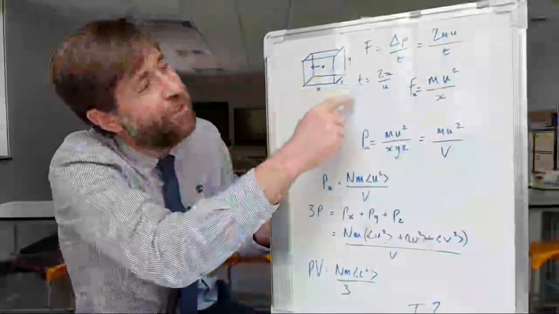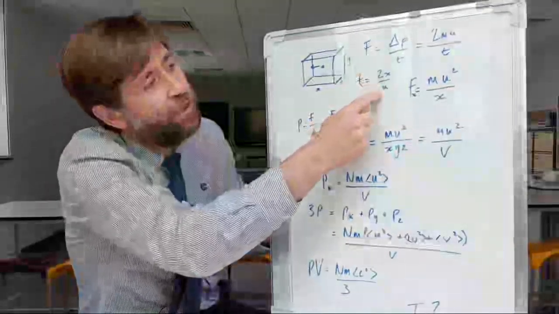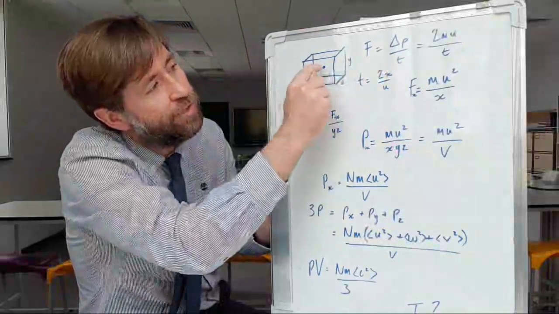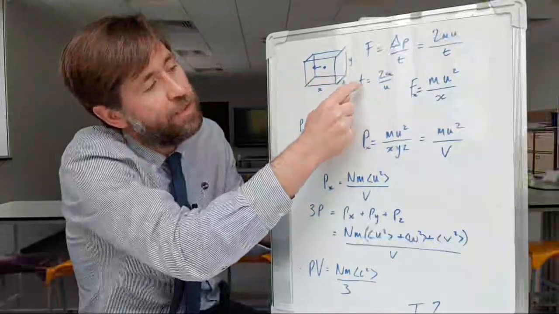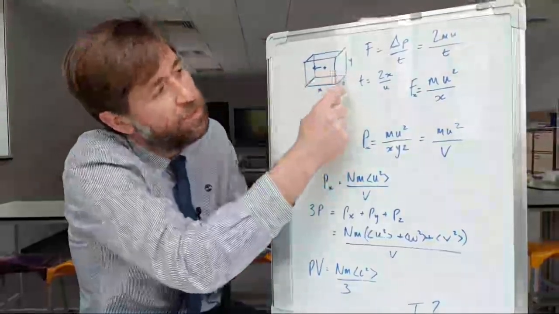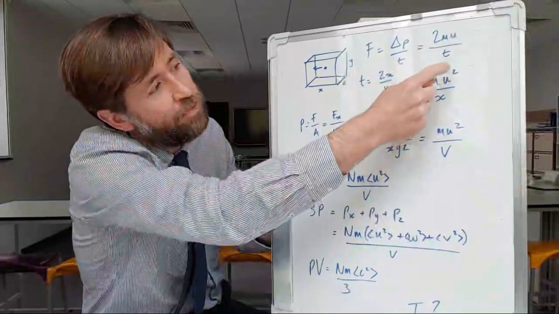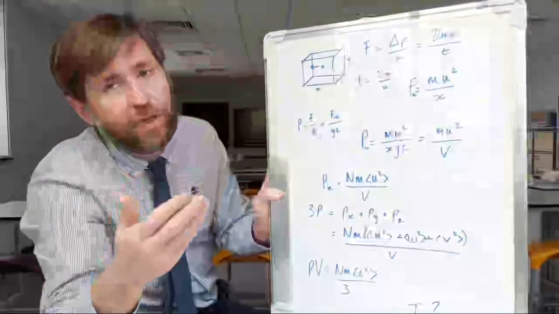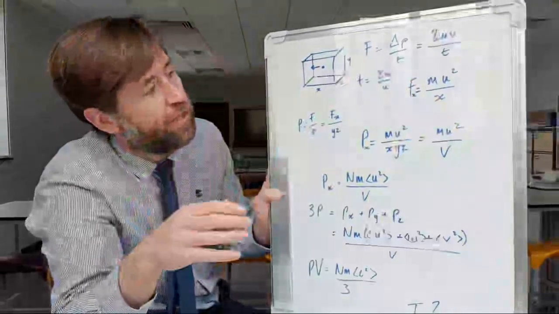an average force, or an average time per collision, if you like, of time being 2x over u. Now, this is a bit confusing where this comes from. This is the distance that it's gone there and back between collisions divided by the speed that it has, u. So now I've got an expression for the average time between collisions on this face. So substitute that into my equation for force, and I get the force on the face x is mu squared over x. So just imagine that going in upside down and then do the cancellation, and you get this expression here, force on the x face is mu squared over x.